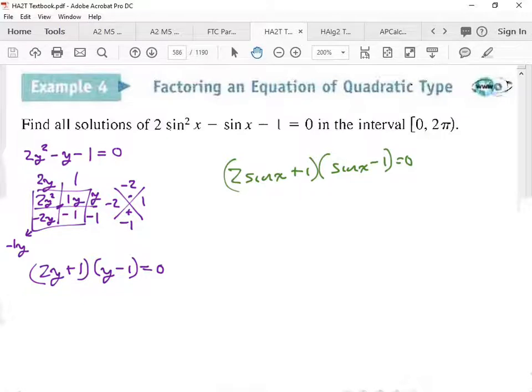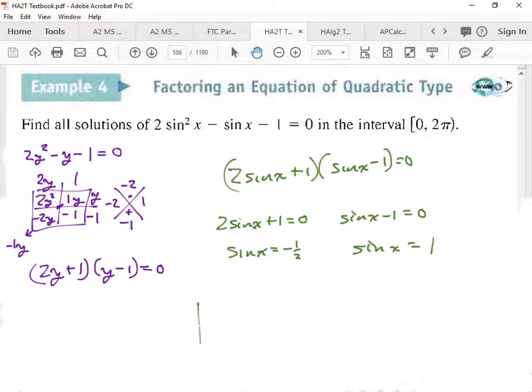All right. Once we're factored and ready to go, we can set both those factors equal to 0. So I get 2 sine x plus 1 equals 0. And I get sine x minus 1 equals 0. This one gives me sine x equals negative 1/2. And this one gives me sine x equals 1.